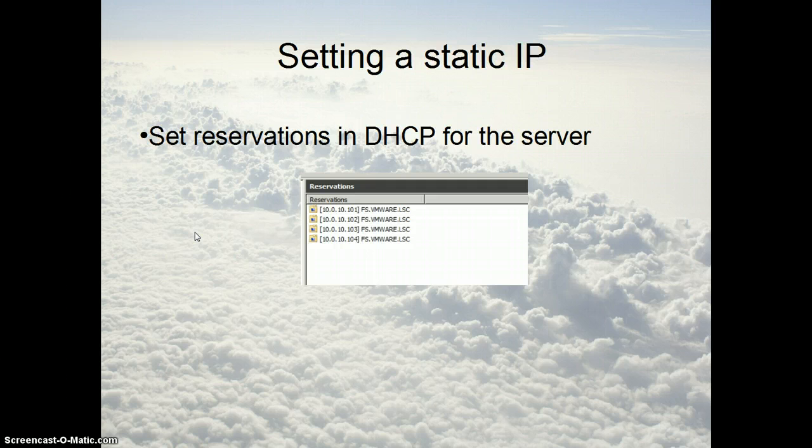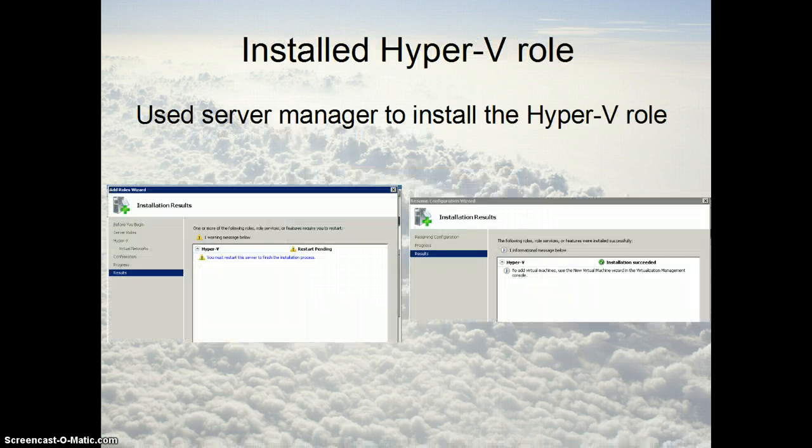Next up, I set a static IP address. Normally you'd do this from the NIC properties, but I set a reservation in DHCP instead. So you can see here that there's a few NICs on the server that have reservations created for them with certain IP addresses.